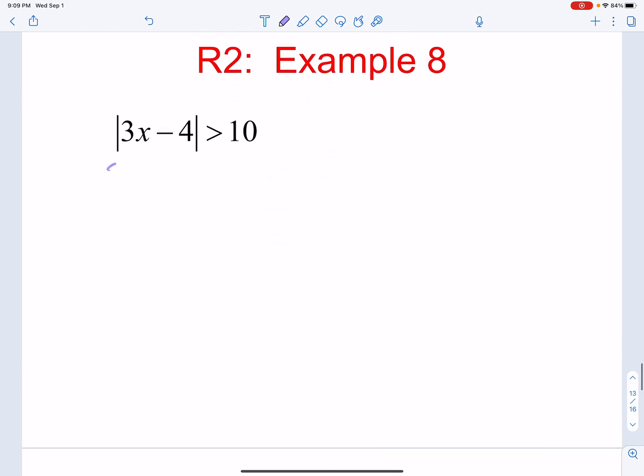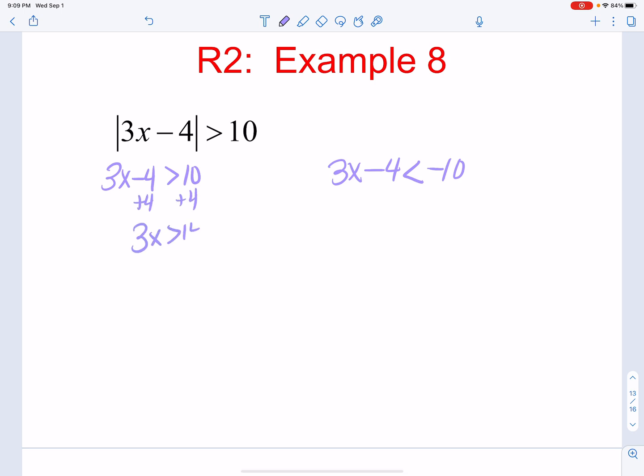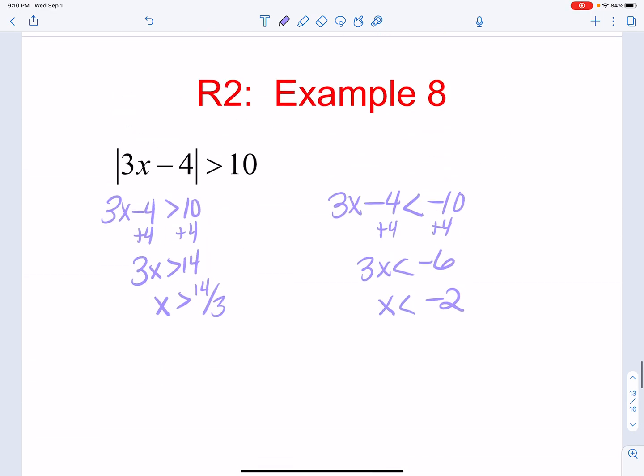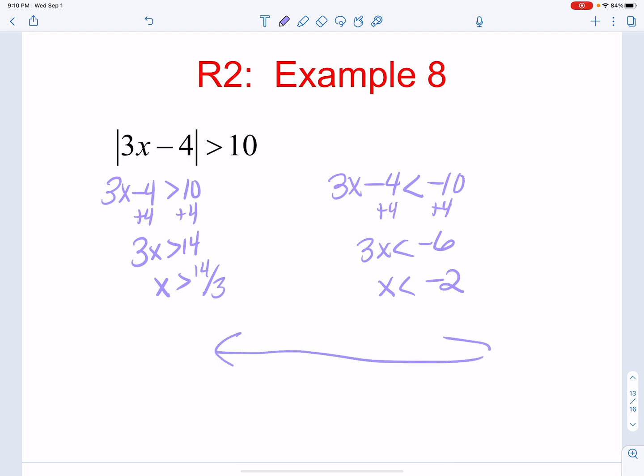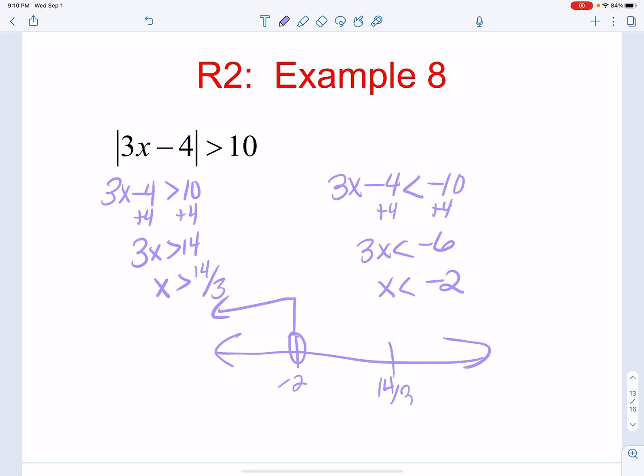So here, I'm going to write two equations. 3x minus 4 is greater than 10. 3x minus 4 is less than a negative 10. So I'm going to add the 4 and add the 4, and I get 3x is greater than 14, divide by 3, and x is greater than 14 thirds. So on this one, I'd add the 4 and add the 4, and I get 3x is less than a negative 6, divide by 3, and it's less than a negative 2. Okay, so you'd have less than a negative 2 and greater than 14 thirds.